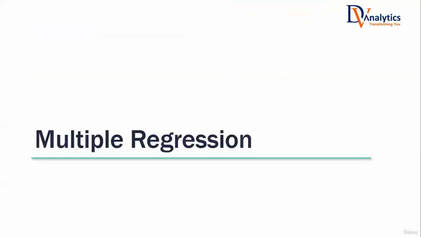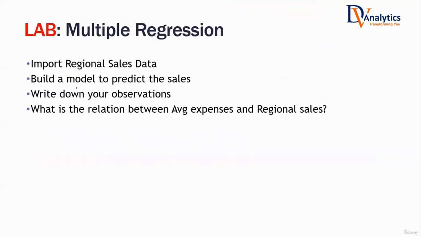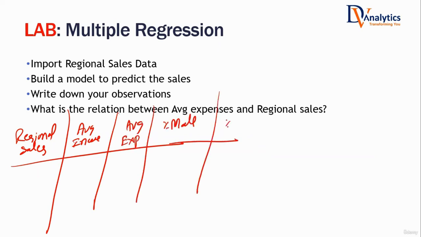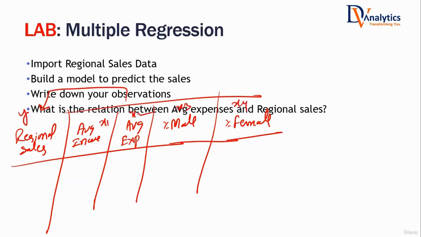Now, let us take a different case study altogether and then try to see some other complications that may come. Now we are going to work with regional sales data. We are trying to predict the sales in the region by using features like average income, average expenses, percentage male, percentage female in a region. I want to predict this. This is the target, and X1, X2, X3, X4 are the features.